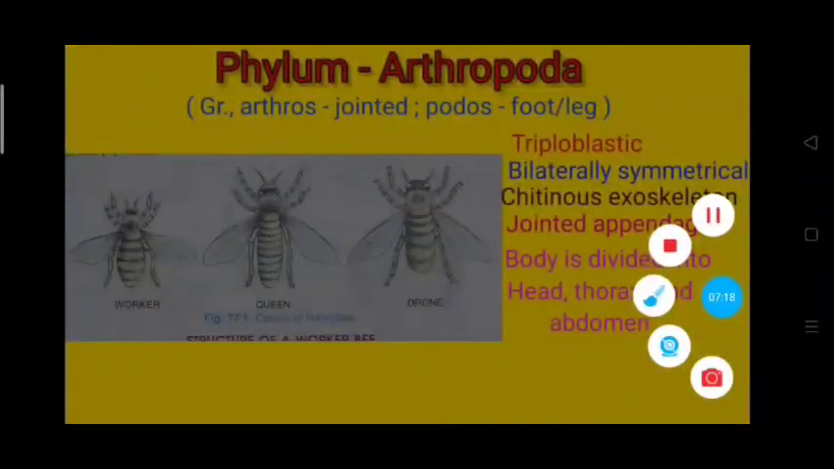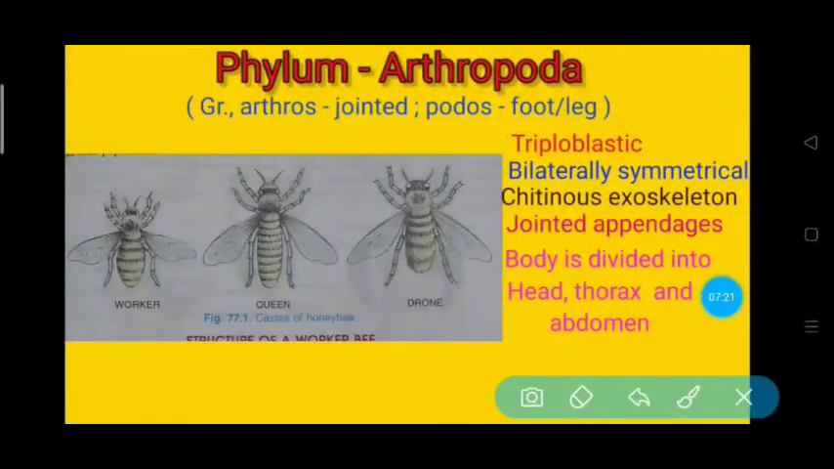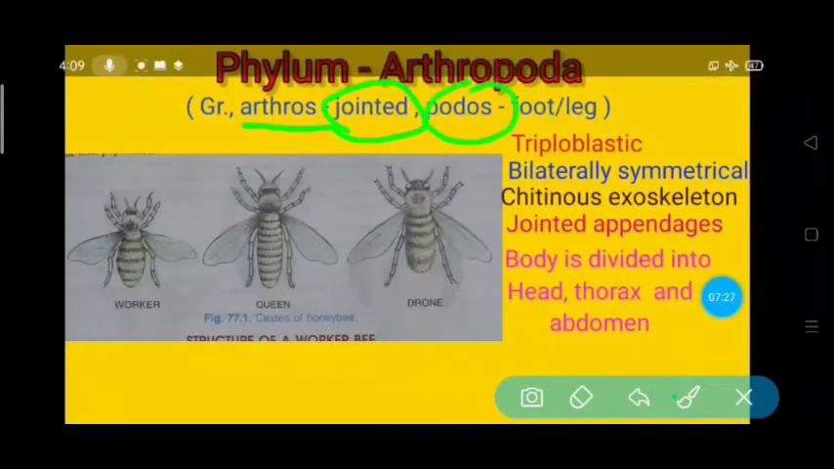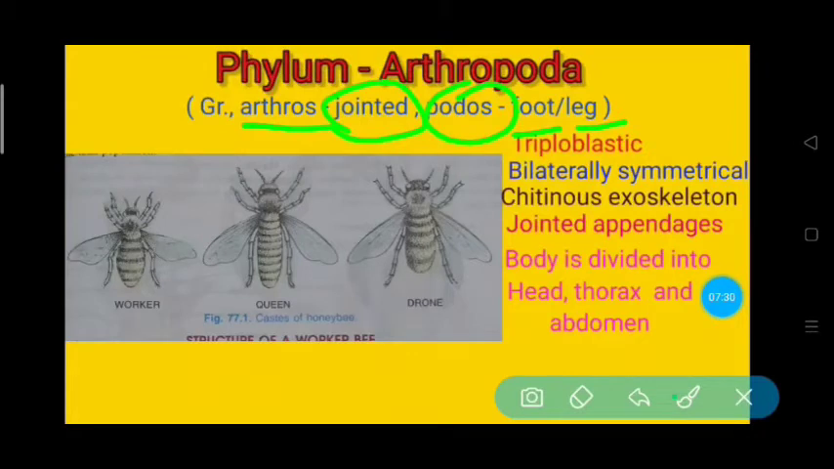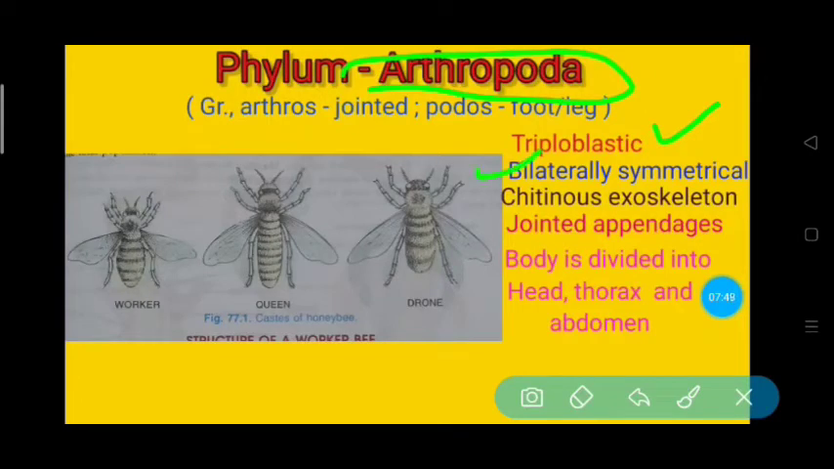Next phylum is phylum Arthropoda. The word comes from the Greek words arthros meaning jointed and podos meaning foot or leg. Animals having jointed legs. In this diagram we can see that their legs have some segments. They are triploblastic, bilaterally symmetrical. Their exoskeleton is chitinous. Their appendages are jointed and the body is divided into three regions: head, thorax and abdomen.